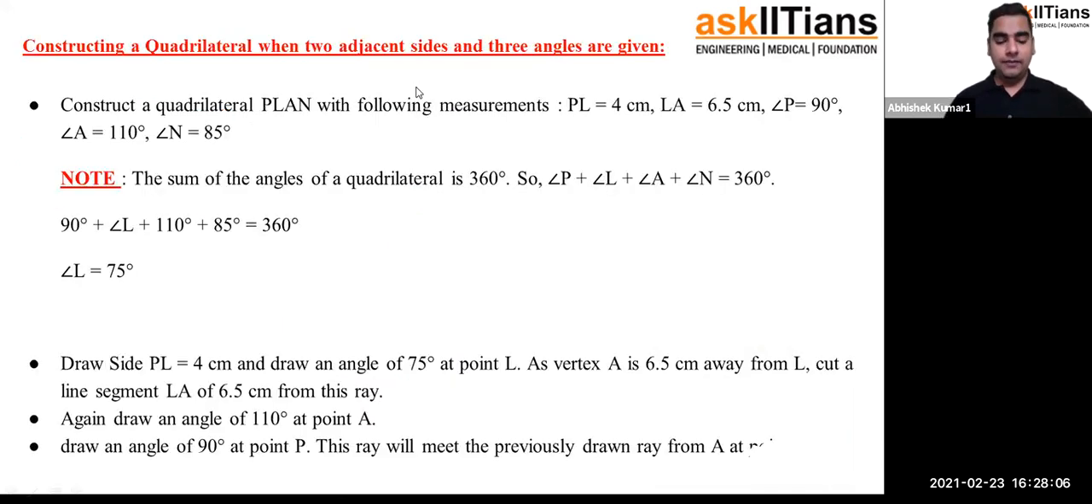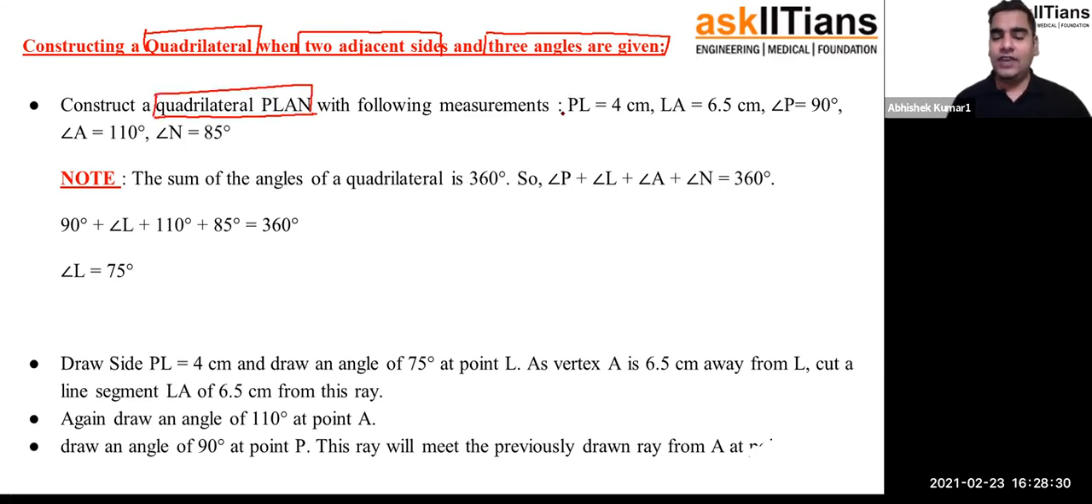So this is your topic number 1. We are going to learn how a quadrilateral can be constructed when 2 adjacent sides and 3 angles are given. Here I have taken one problem to explain this to you. We have to construct a quadrilateral PLAN. And we are provided PL and LA. These 2 sides are the adjacent sides of this quadrilateral PLAN.